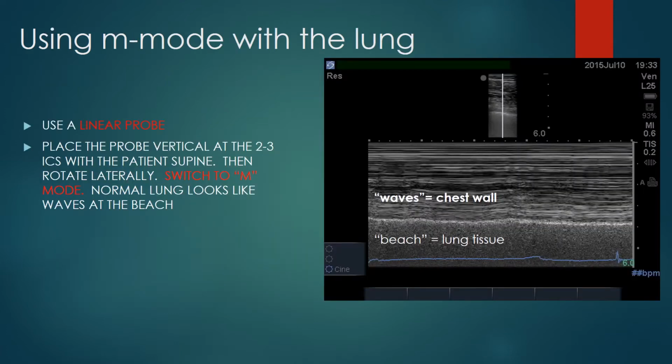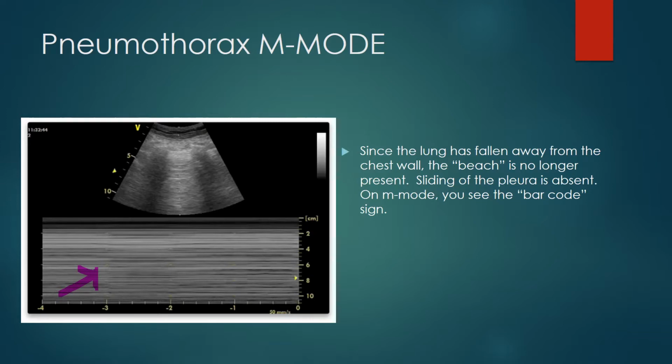Remember M mode? Well, push that button. These are waves at the beach, normal lung in M mode. Now this patient has a pneumothorax, and the waves have disappeared, and all you see is a barcode sign. So M mode, lung, barcode, bad.